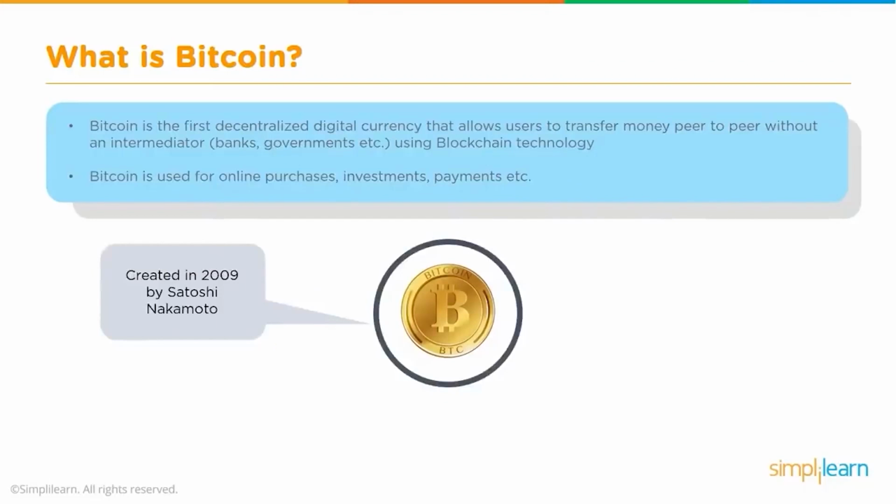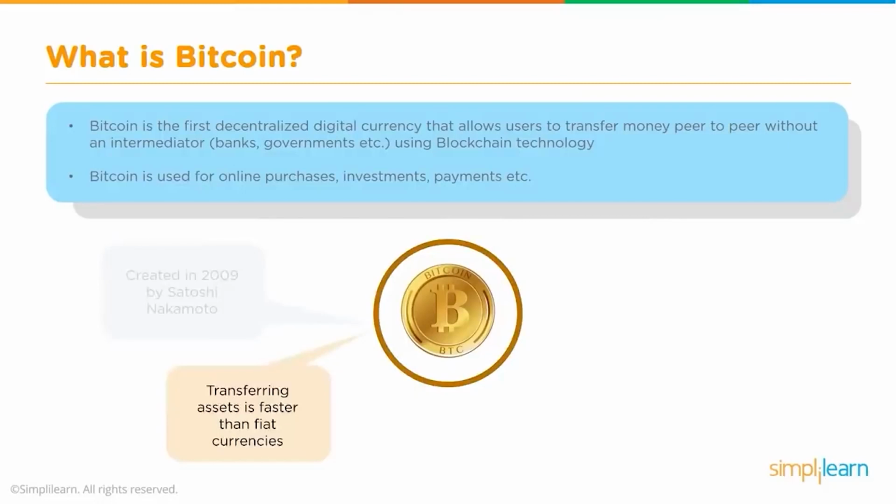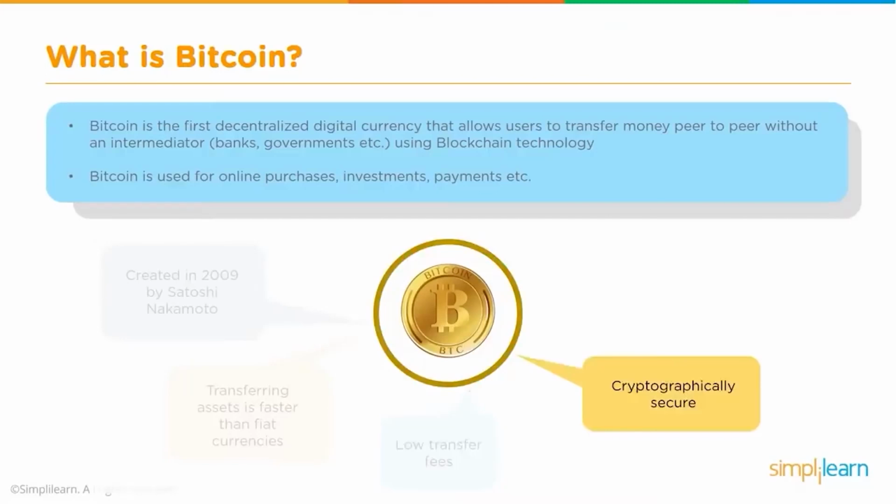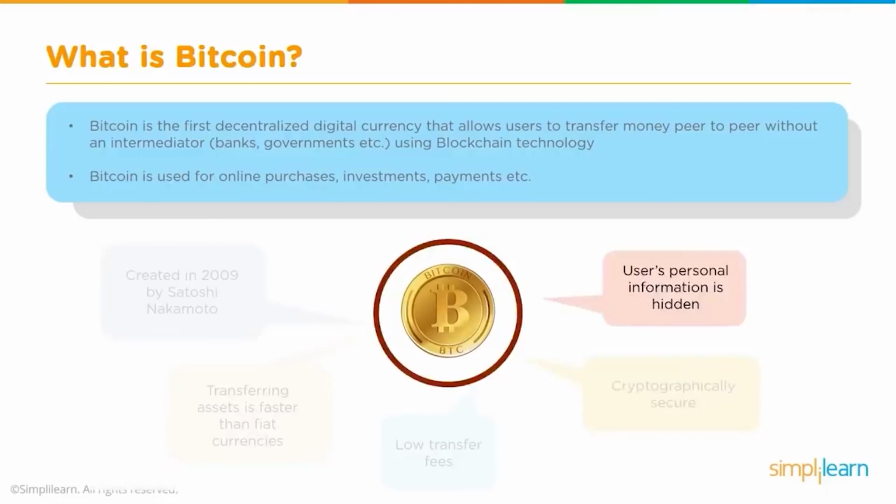Now it was created in 2009. It came into existence by a person or a group of people called Satoshi Nakamoto. Now Bitcoin helps transferring of assets faster than regular fiat currencies. It has definitely lower transaction fees because as it has removed the intermediaries from between, the cost of transaction also goes down, and it is cryptographically secure. It uses cryptographic infrastructure, and thereby the identities of the sender and the receiver are also secure, and the entire transaction is cryptographically signed. And the information of the users who are doing the transactions or are part of the network is also hidden and secure.